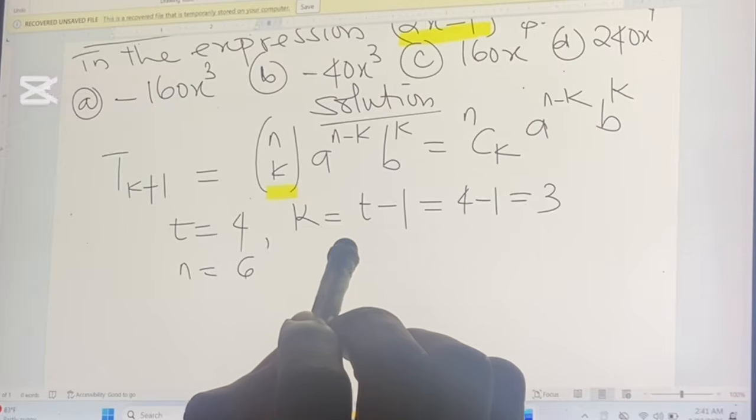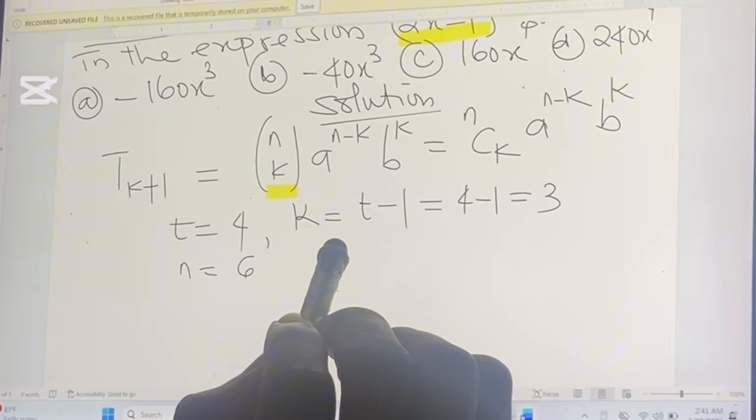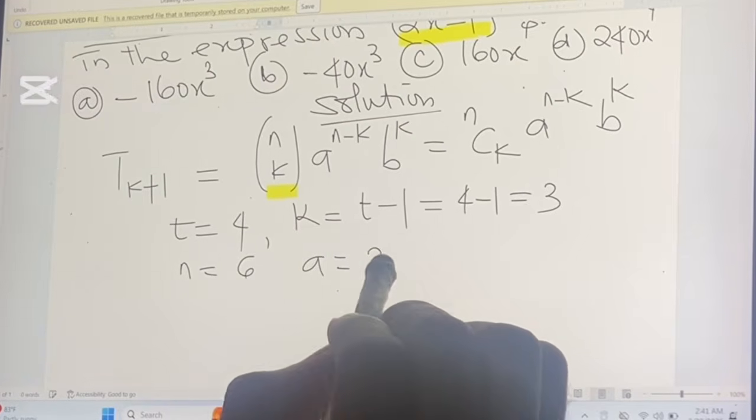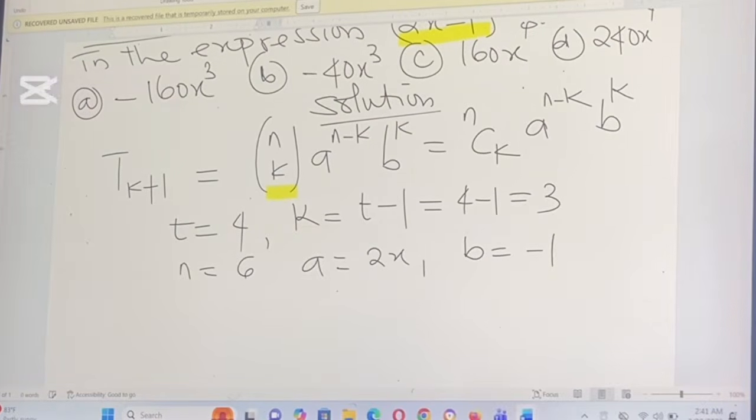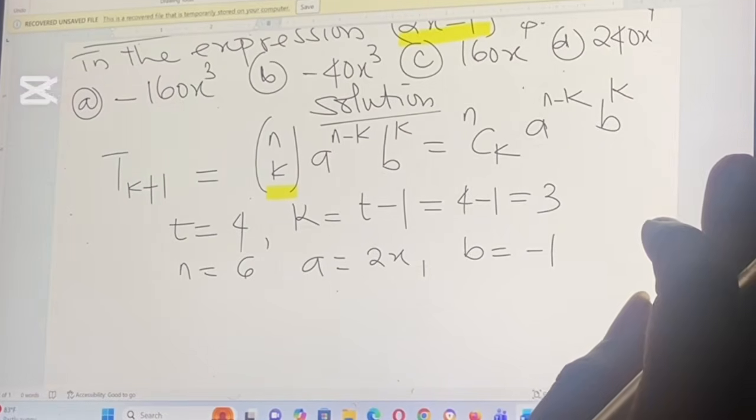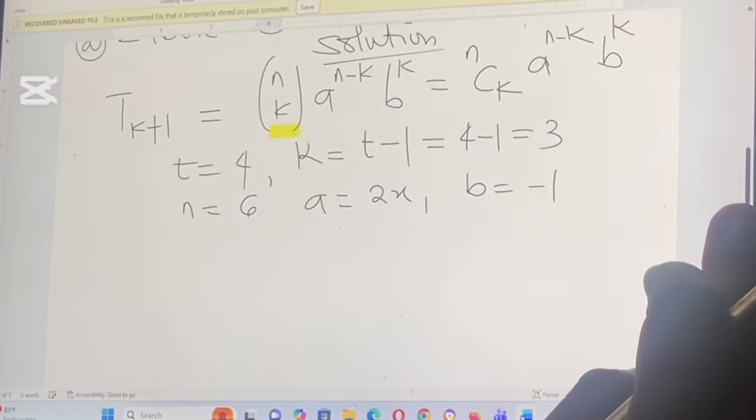In the binomial expression given to us, the first part indicates the a part. The other part indicates the b part. So our a part is 2s. Our b part is minus 1. Please note, whenever you have a negative sign, you take both the value and the sign. So we have gotten our k, which is 3. We have gotten our n, which is 6. We have gotten our a, which is 2s. And we have gotten our b, which is minus 1. So now let's replace this in the formula given to us here.